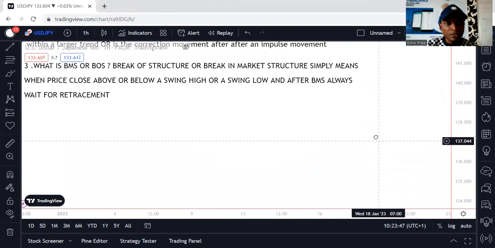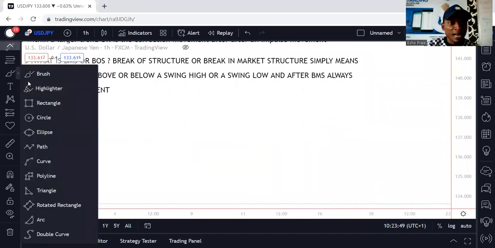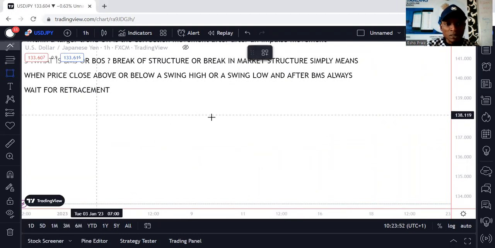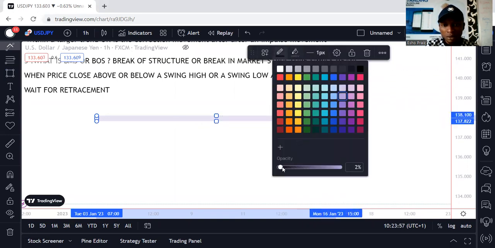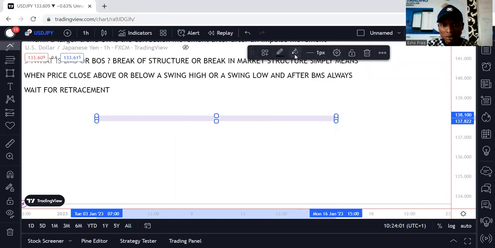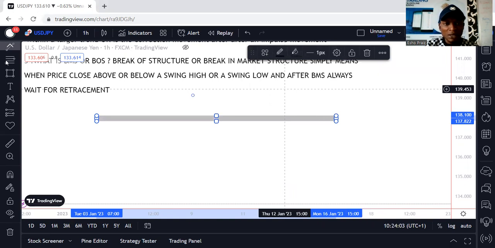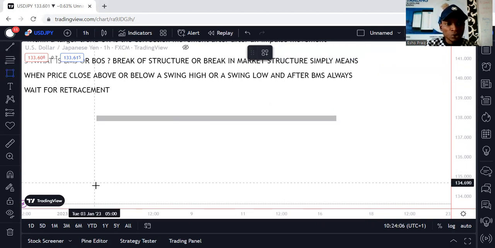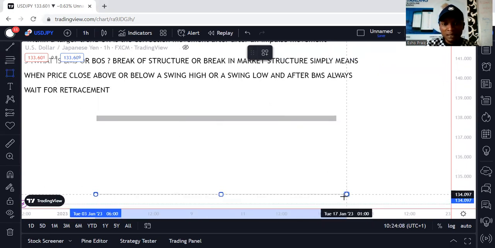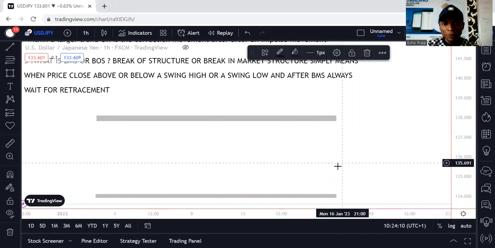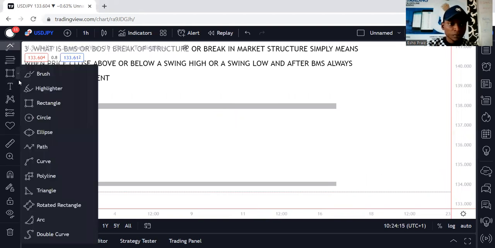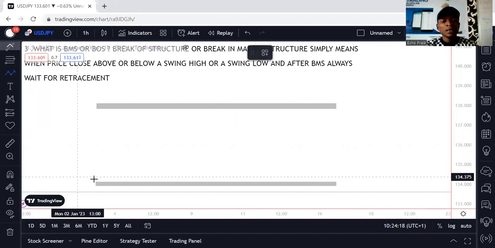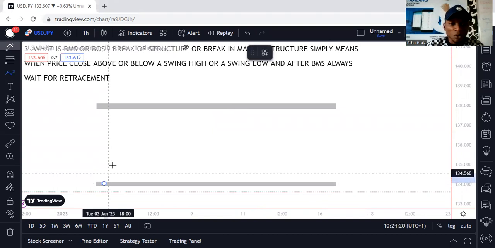So now let's do some practical example of what I'm saying. Let's assume this is our supply zone, and also this is our demand zone. Let's say resistance and support. So now this is what they are trying to say. Now this is what we call expansion.